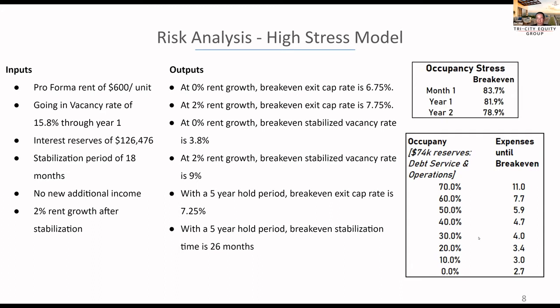Another risk analysis we do is how long we can last at various levels of occupancy. This is economic occupancy. If we have 74K in reserves at 0% occupancy, we can last 2.7 months. And as this increases to 70% occupancy, we can last 11 months. So even if we had 30% economic vacancy, we can still weather the storm for 11 months with our cash reserves.